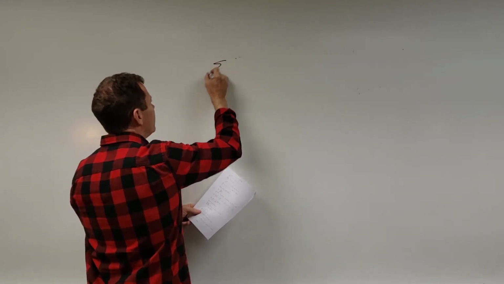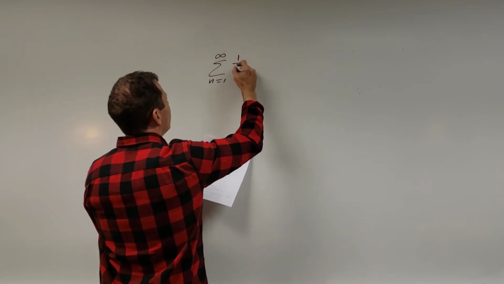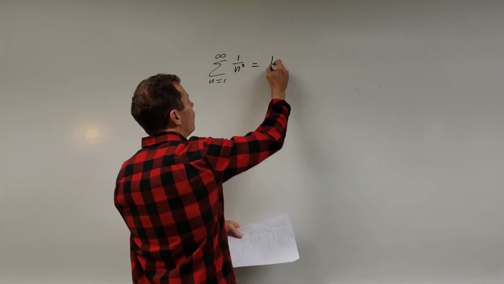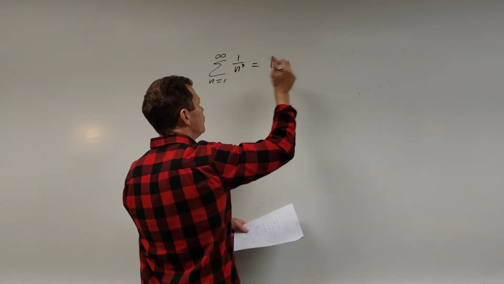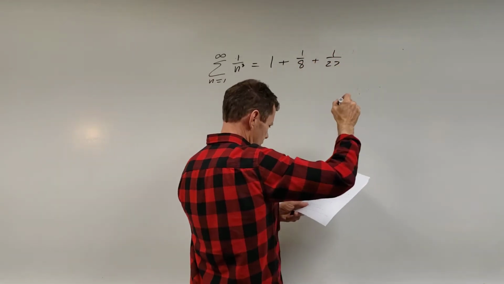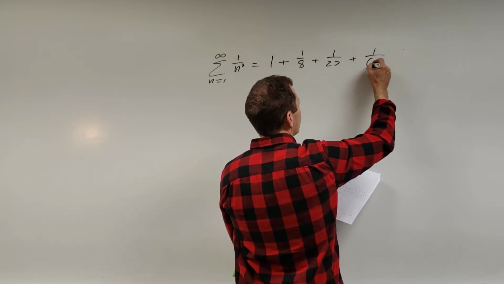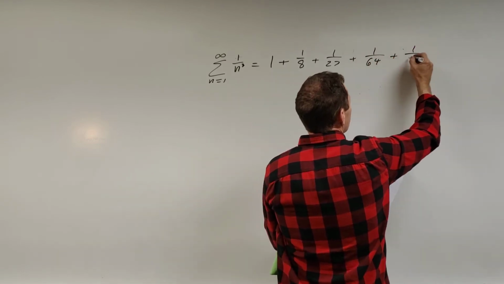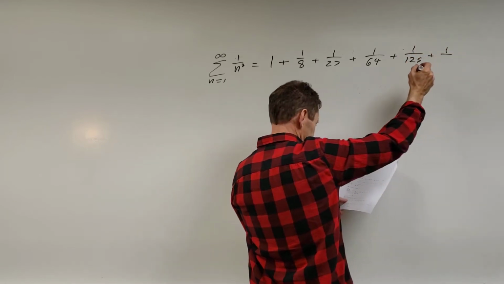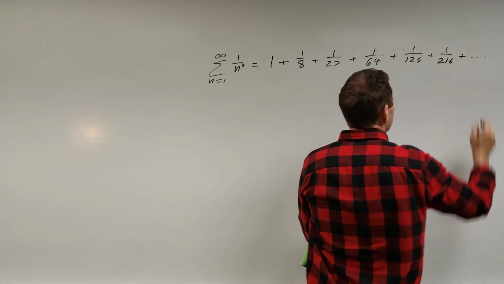What about the sum n equals 1 to infinity of 1 over n cubed? That would be 1 plus, now 2 cubed is 8, so it's 1/8, plus 1/27, plus 1 over 4 times 4 times 4, which is 64, plus 1 over 5 times 5 times 5, which is 125, plus 1 over 6 times 6 times 6, and I'll cheat on that one, 216. You just keep going on forever.